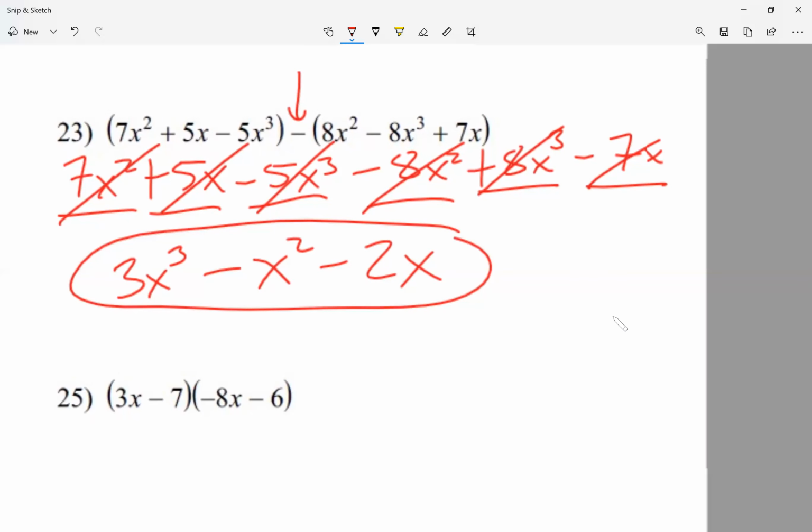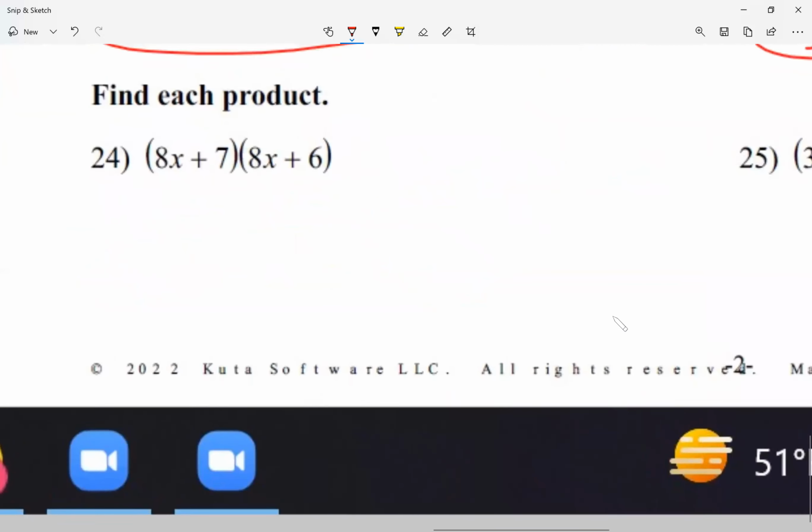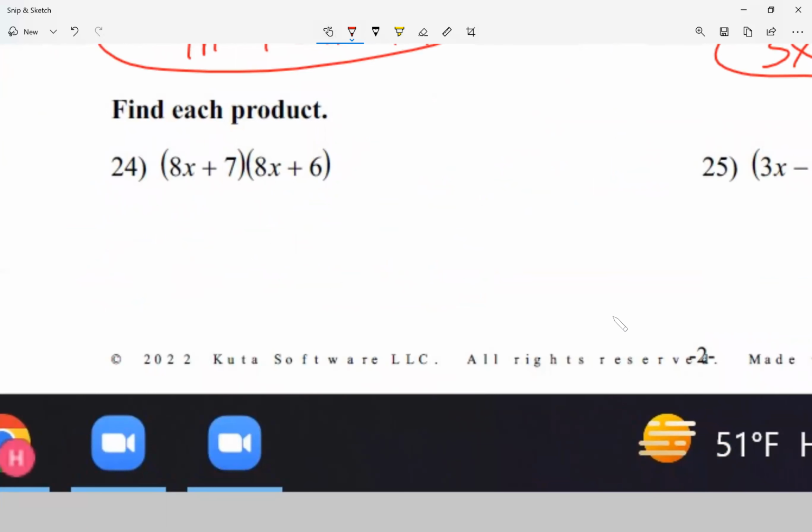Then on Wednesday, we learned how to multiply polynomials. So let me distribute the first term of the first parentheses. I'm going to multiply it to the terms in the second parentheses. 8x times 8x is going to be 64x to the second. Right? 8 times 8 gave me 64. x times x gives me x to the second. When we multiply variables, we just add the exponents. And then 8x times 6 is just going to give me 48x.